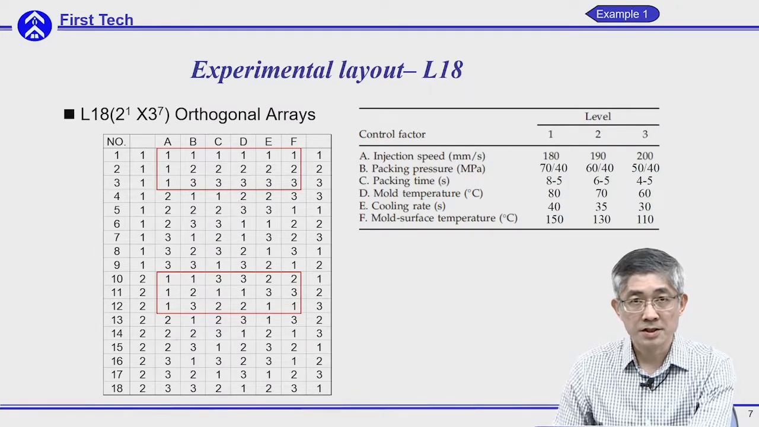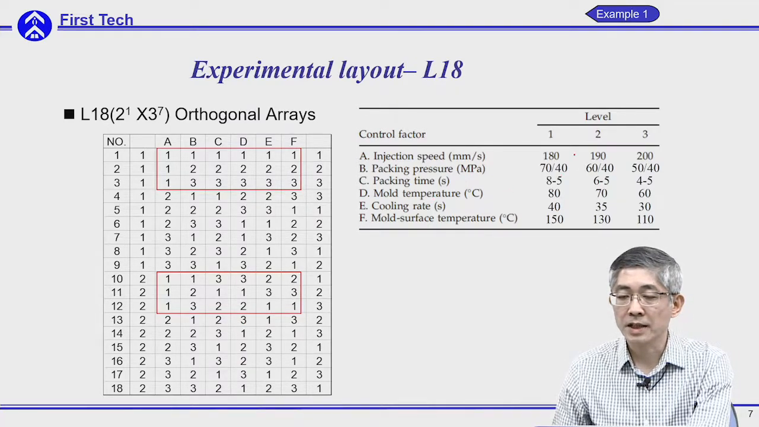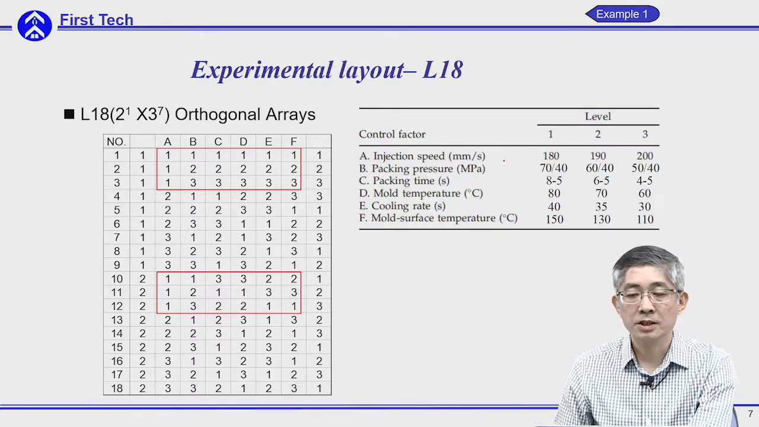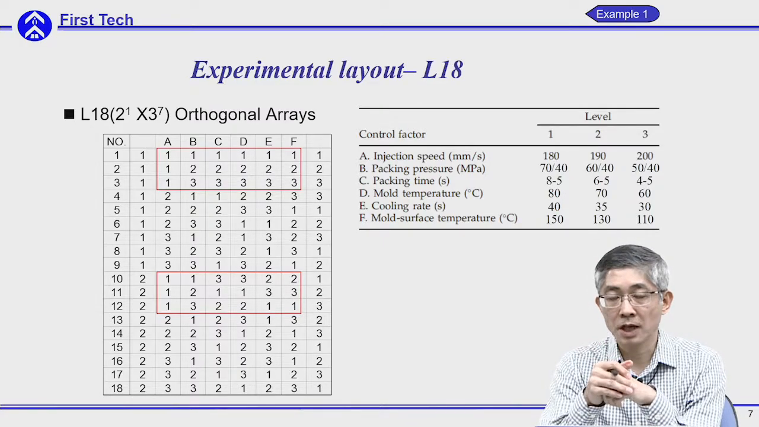And this is the experimental layout. So for each level, we can see the number over here. A has 3 levels, which is the injection speed. You should determine the range based on your engineering knowledge.